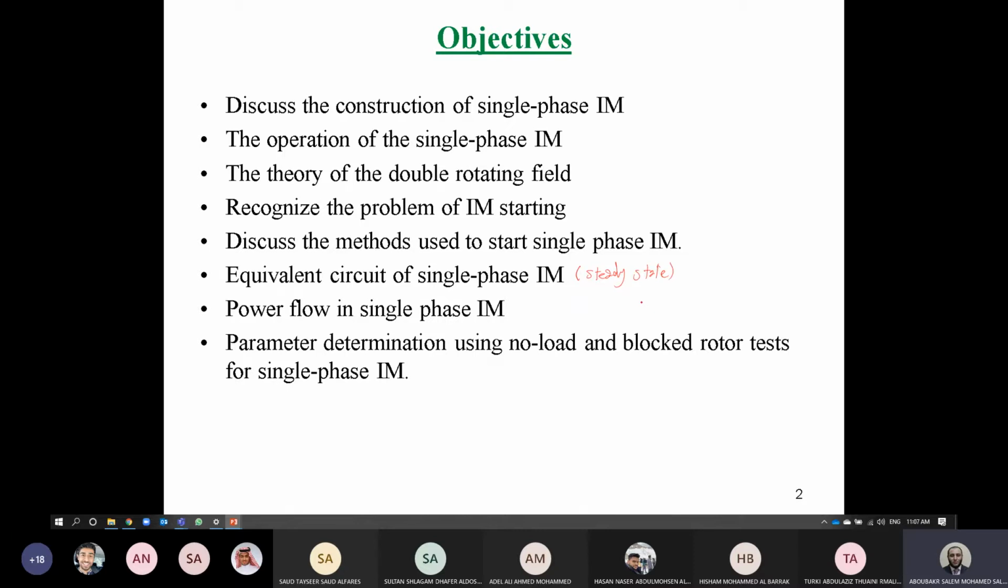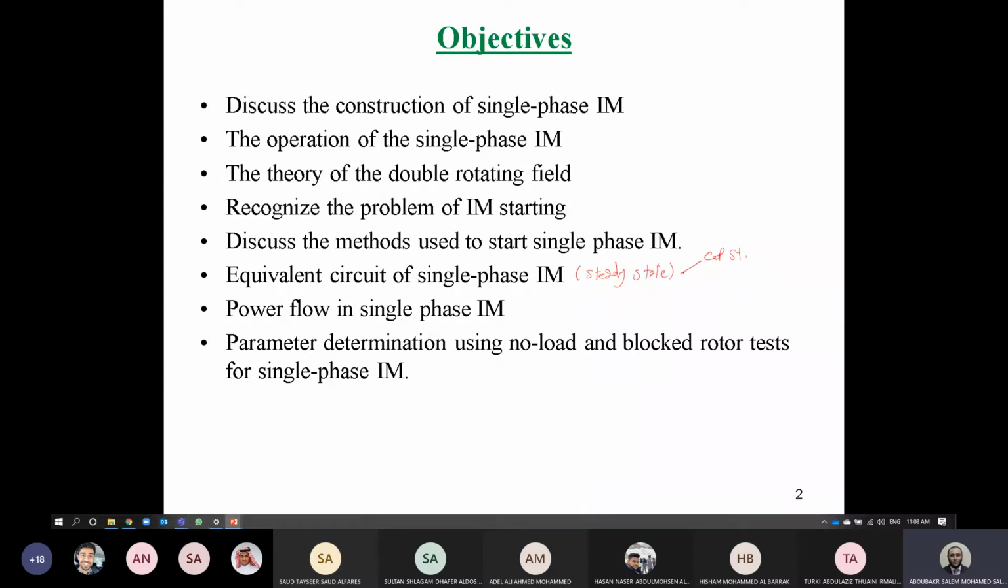Okay, Shabab. Sorry, again, we will consider the operation at steady state, which means we have the main winding for forward and backward flux. So the auxiliary winding will be out of the circuit. So this equivalent circuit, Shabab, that we are going to discuss, inshallah, can be used for capacitor start, because for capacitor start, the capacitor will be removed from the circuit after starting.